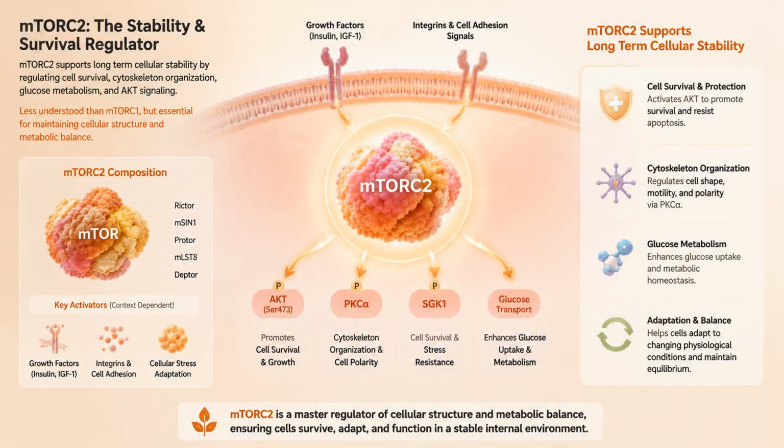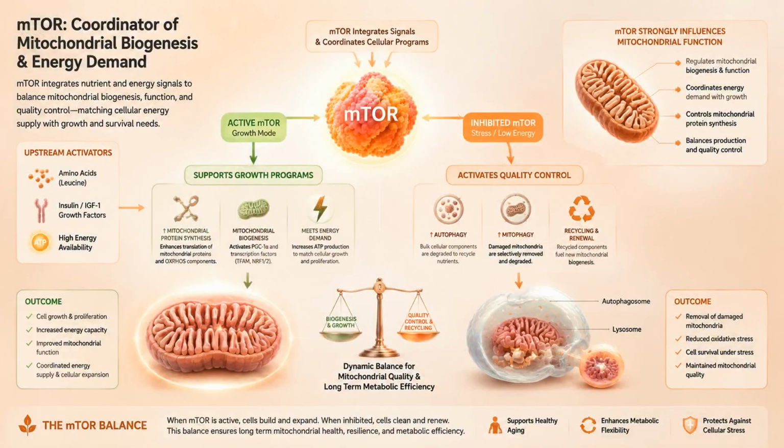mTORC2 supports long-term cellular stability. It regulates cell survival, cytoskeleton organization, glucose metabolism, and AKT signaling. Although less understood than mTORC1, mTORC2 plays a crucial role in maintaining cellular structure and metabolic balance, helping cells adapt to changing physiological conditions. mTOR strongly influences mitochondrial function.